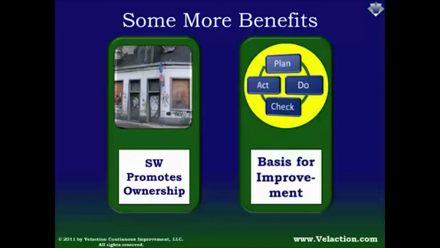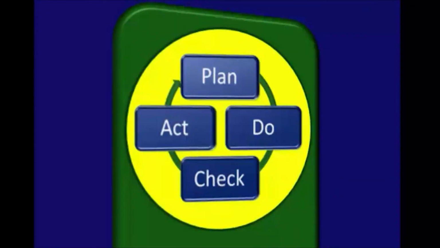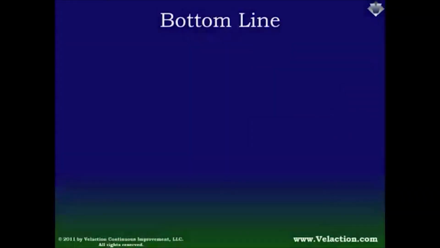And the final benefit in this long list is that standard work provides a basis for the PDCA cycle. It provides that foundation for improvement. Taiichi Ohno, the father of modern lean, once famously said, "Where there is no standard, there can be no Kaizen." Basically, he means if you don't have a stable platform upon which to build your improvement, nothing that you do will stick.